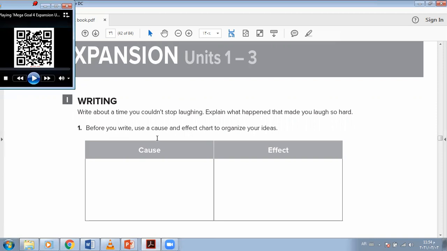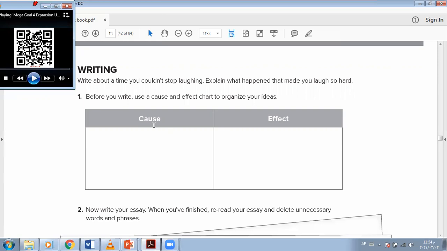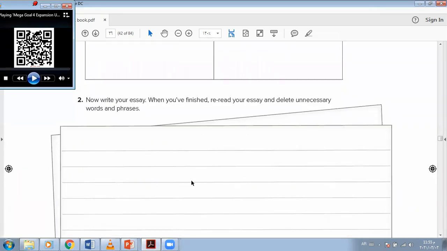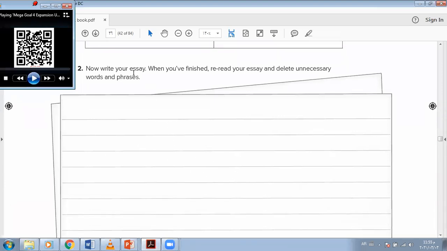Before you write, you use a cause and effect chart to organize your ideas. طبعا هتستخدم التشارت ده عشان تكتب فيه الاسباب اللي خلتك تضحك والنتيجة اللي كانت بتحدث. بعد كده في الاخر خالص هتبدا تكتب بقى هنا في المربع ده an essay. When you're finished, reread your essay and delete unnecessary words and phrases. يعني تكتب المقال بتاعك بقى هنا وتشيل الاشياء اللي انت مش محتاجها، والمهم ان انت تطلعه في النهاية صورة نهائية كويسة جدا.